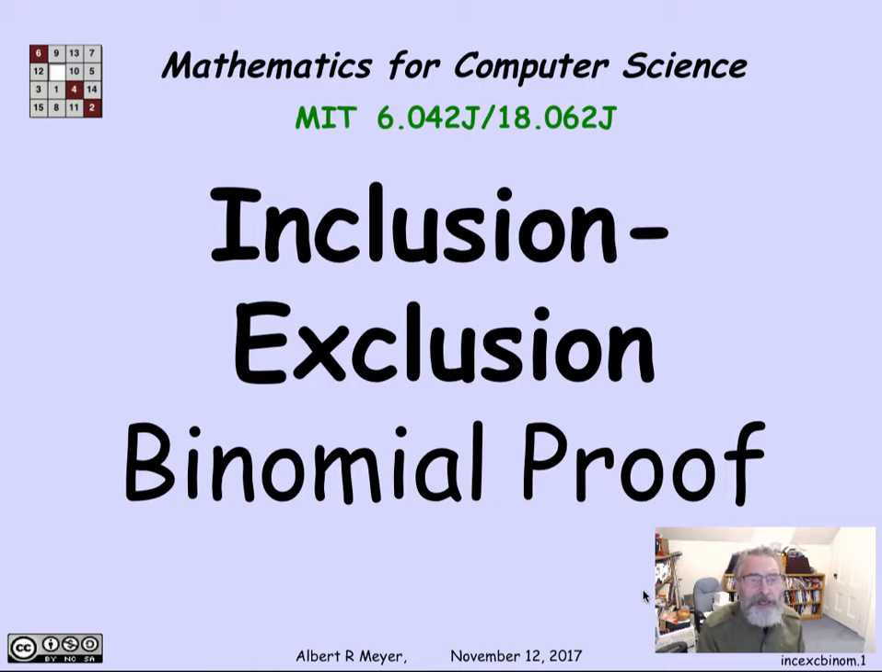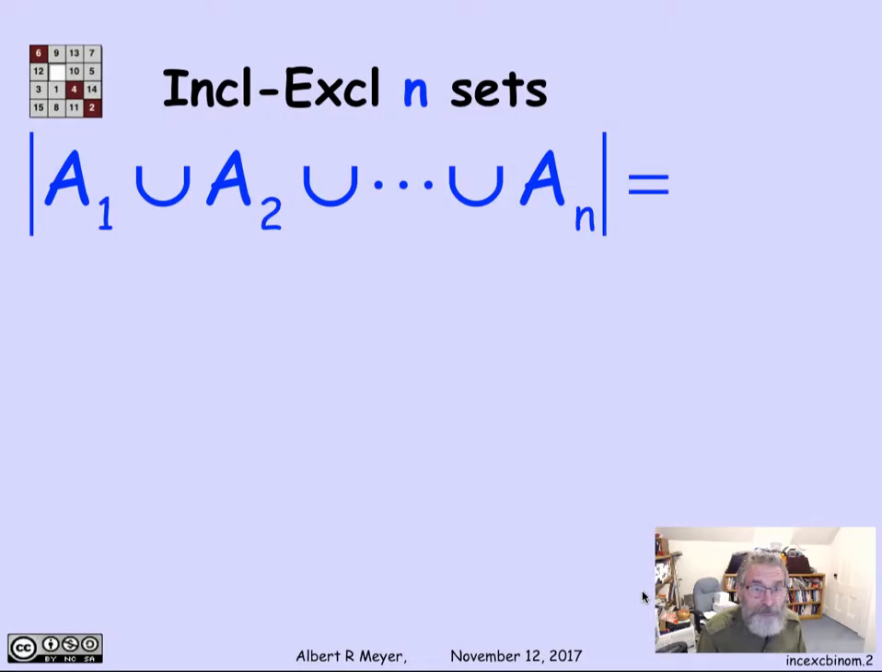So we're working on a proof of the general inclusion-exclusion formula for the union of n sets. In general, I try to avoid subscripts in the text as much as possible, but sometimes you have to bite the bullet and use them, because we're talking here about a union of A1 through AN, and it's inevitable that I will need subscripts. So let's remember what the formula is.